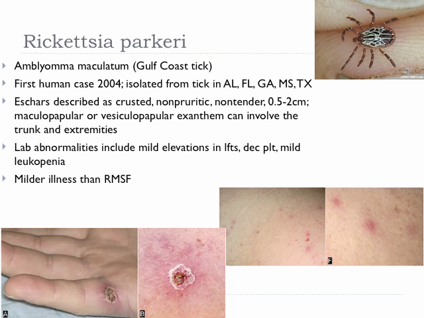So Rickettsia parkeri, with all the spotted fever group Rickettsia, eschars are the hallmark. It's transmitted by the Gulf Coast tick. First human case in 2004. Found along the Gulf Coast, Georgia, Mississippi, Texas, Alabama. The eschars are described as crusted, non-purulent, non-tender. Maculopapular or vesiculopapular exanthem can involve the trunk and extremities. It's a milder illness than Rocky Mountain spotted fever.